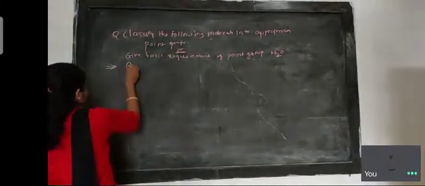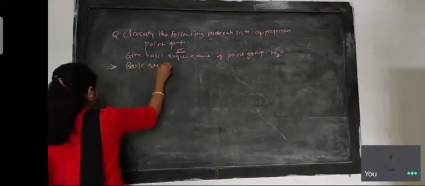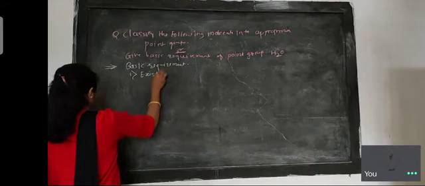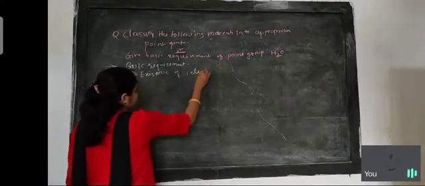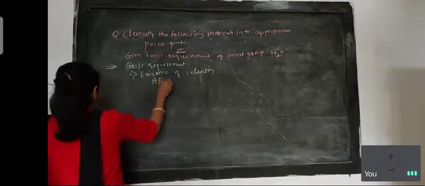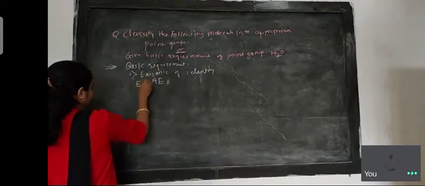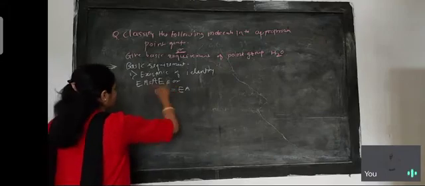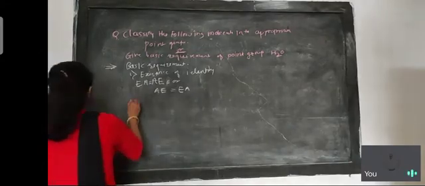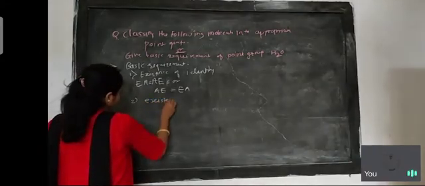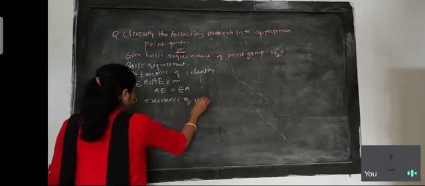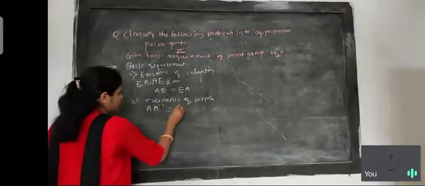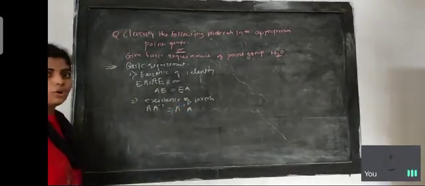Here basic requirement exists. First is the existence of identity. Okay, existence of identity means what? Here AE is equal to EA is equal to A. Okay, this is called the existence of identity. Then next is the existence of inverse. A A inverse is equal to identity, which is equal to A inverse A. This is called as the existence of inverse.